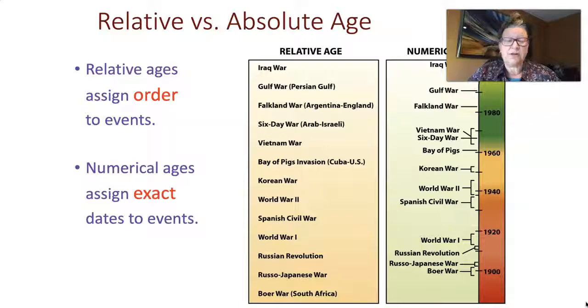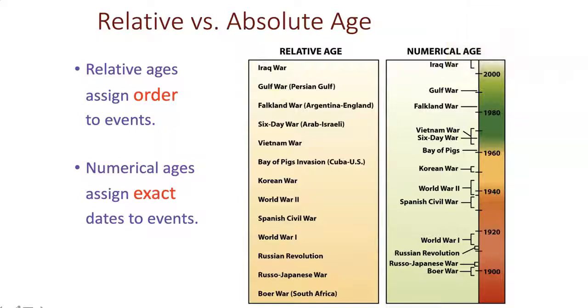Another example is shown here. In the column on the left, you have the relative age of various wars, and the most recent war in this list is at the top and the oldest one is at the bottom, but you don't have any idea when they occurred or how much time there was between these various wars. You just know that relatively speaking, the oldest are on the bottom, and as you go up, you get to more and more recent wars. On the right, you can see that there have been numerical ages assigned to these, and so you can see exactly when they occurred and how much time there was between various ones, and you can even see how long each of these wars lasted. So that's just an example of relative versus absolute age.